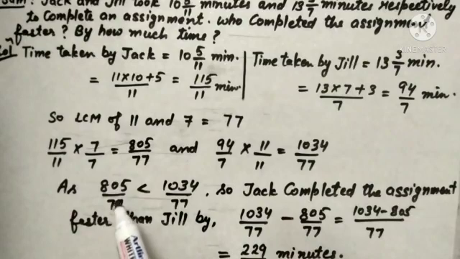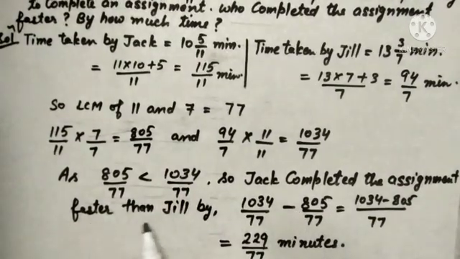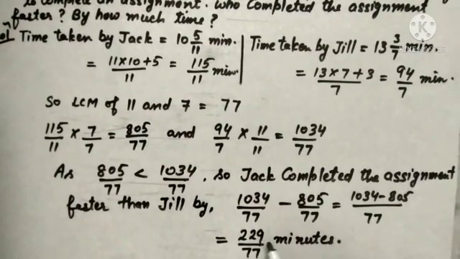How do we get to know? By comparing these values. In like fractions, the fraction in which the numerator is less is the lesser value, and the one in which the numerator is greater is the greatest value among the given values. So we get the result: Jack completed the assignment faster than Jill, and by how much time? We subtract the values and get the answer as 229 upon 77 minutes faster. Jack completed the assignment faster than Jill.